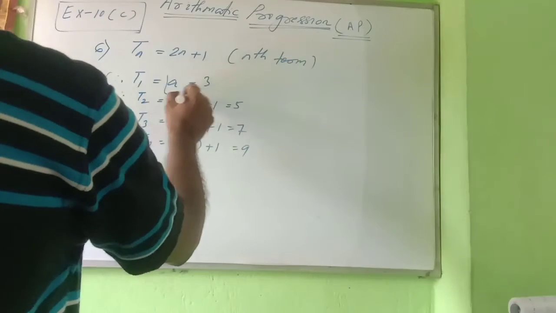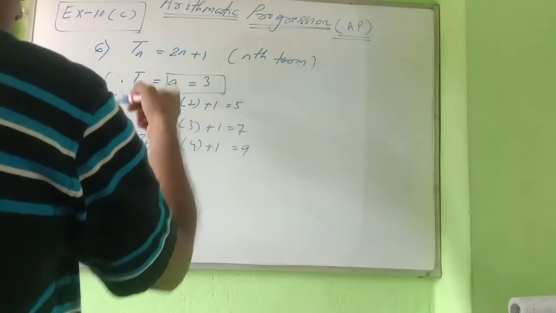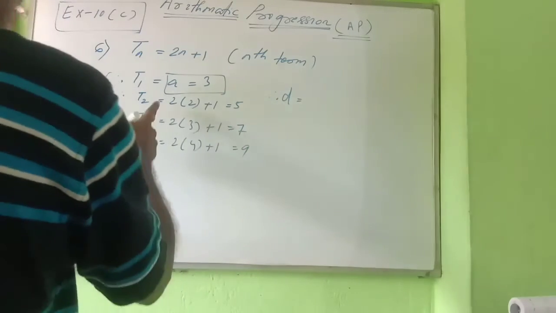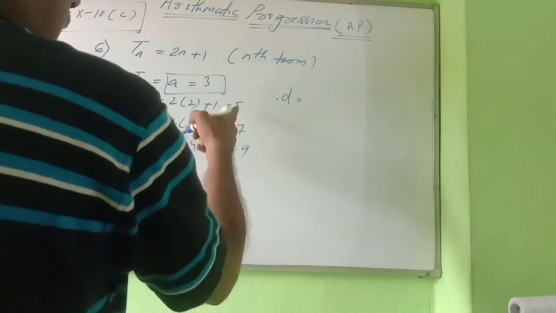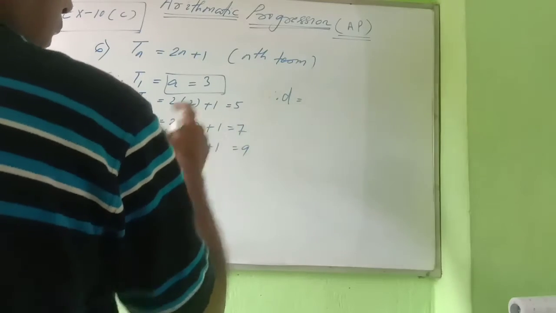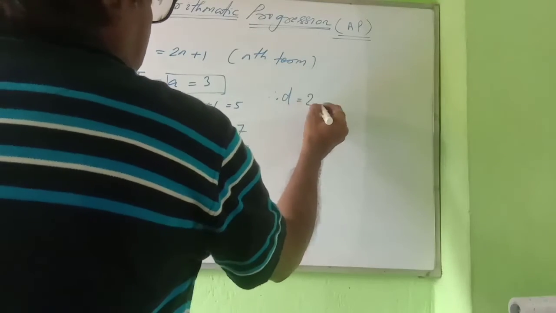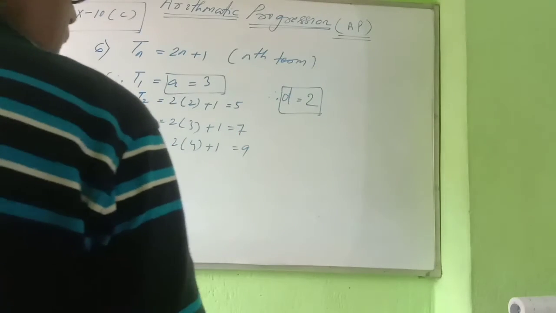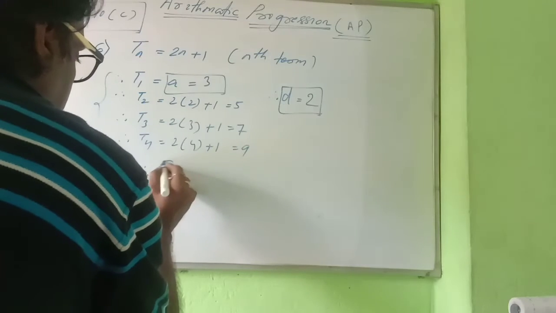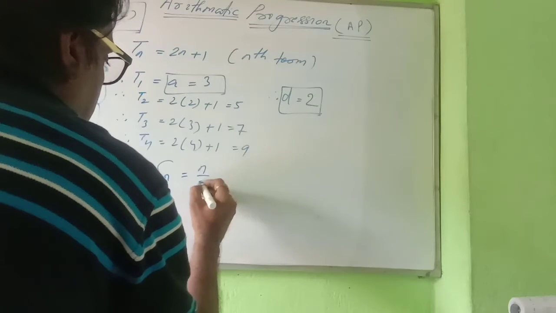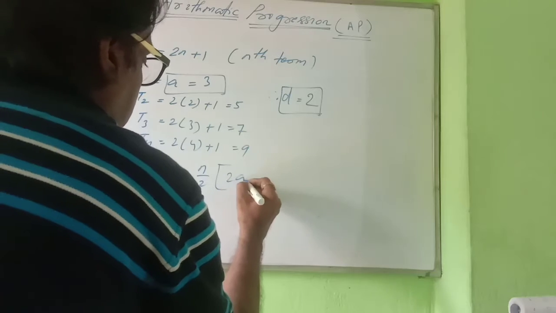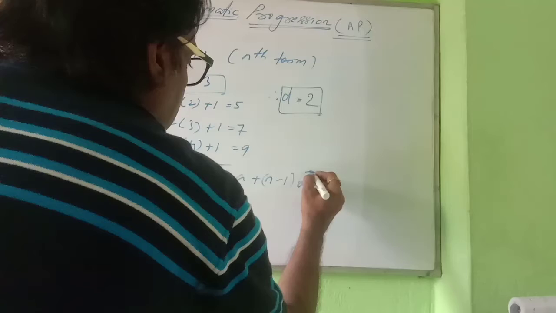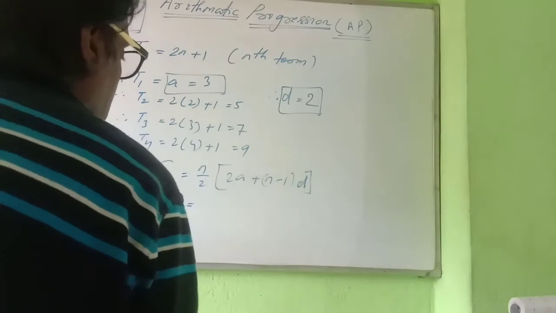After that, finding the value of consecutive terms, you can easily find D. Common difference, how do you find? Second term minus first term, that is 5 minus 3, 7 minus 5, 9 minus 7. Everywhere you will get 2. Common difference is 2 and first term is 3. And you have to find the sum of n terms. Therefore, Sn formula is n by 2, 2A plus n minus 1 D. This is the formula required for the calculation of sum of n terms.